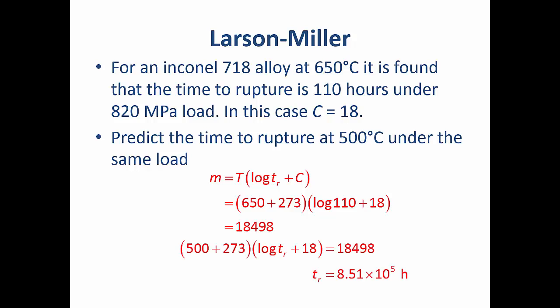So then taking the other case of the lower temperature, 500 centigrade, plus 273 times the unlogged time, plus 18, and setting that equal to the same 18498, gives us TR equals 8.51 times 10 to the 5 hours.